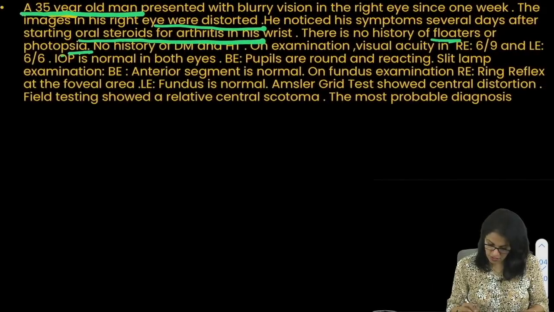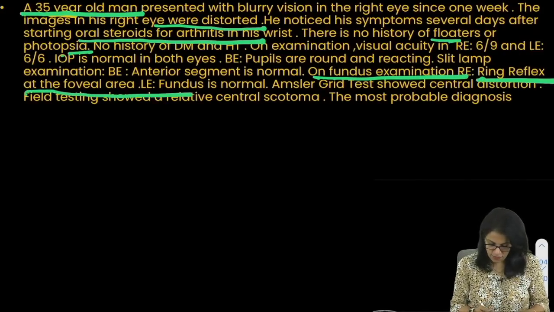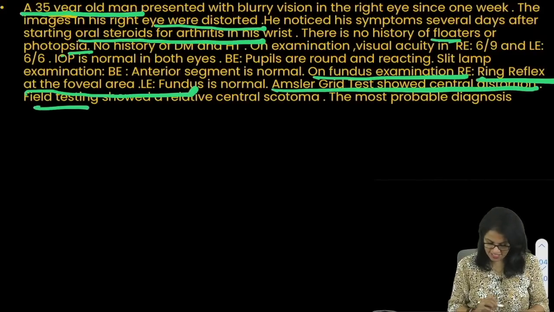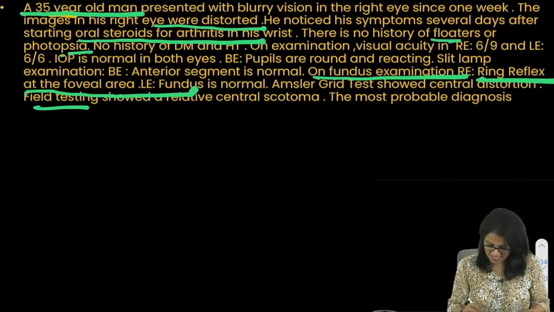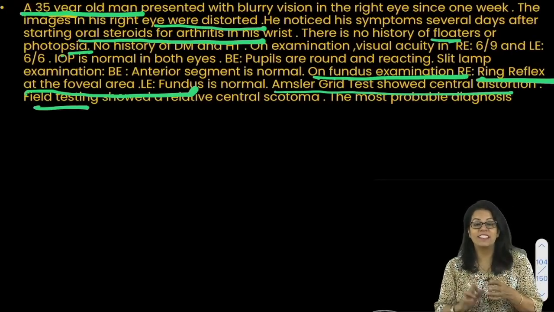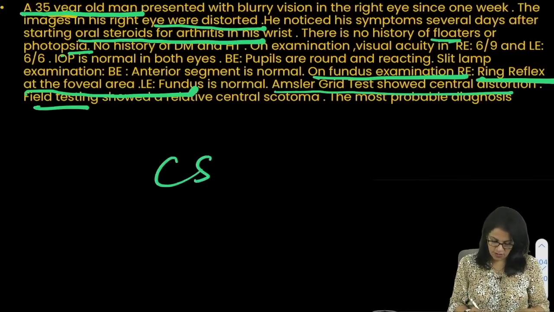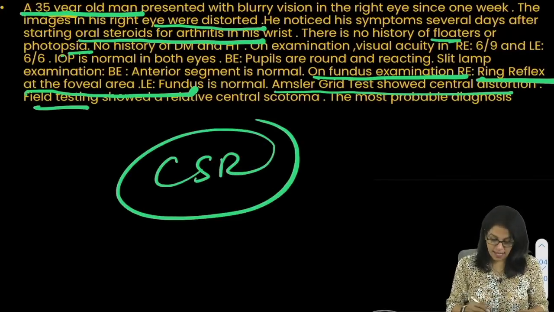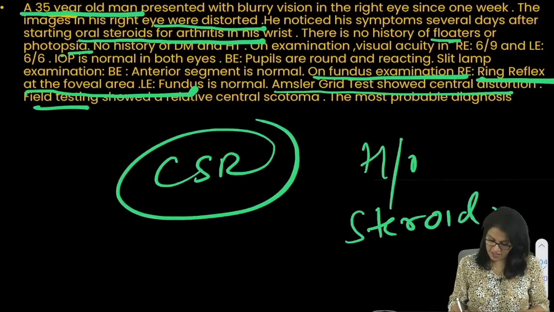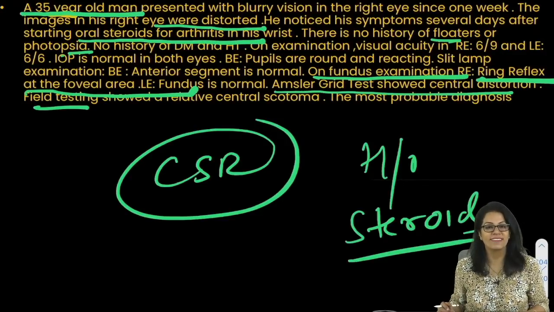Okay, quickly, instead of reading all this, we come to what is on the fundus examination. Ring reflex at the foveal area. Amsler grid is showing central distortion. Tell me what is the diagnosis. Do I need to even read further? No. A young male with distortion of image and ring reflex, we are talking about CSR, and that too with a history of steroids. So, we all know steroids aggravate central serous retinopathy.